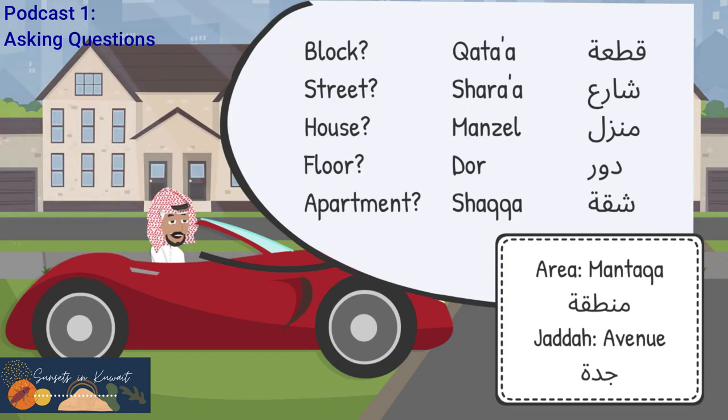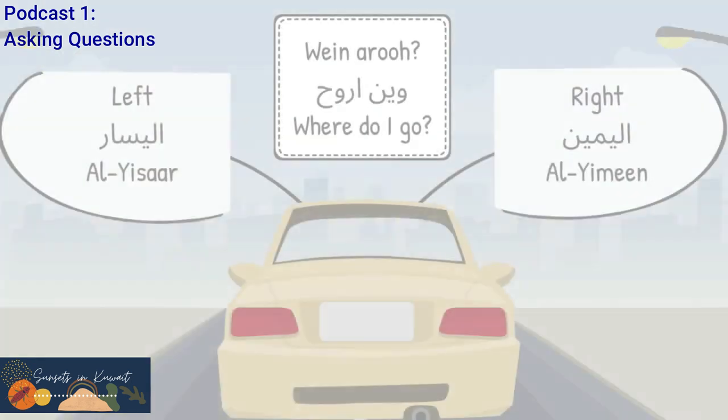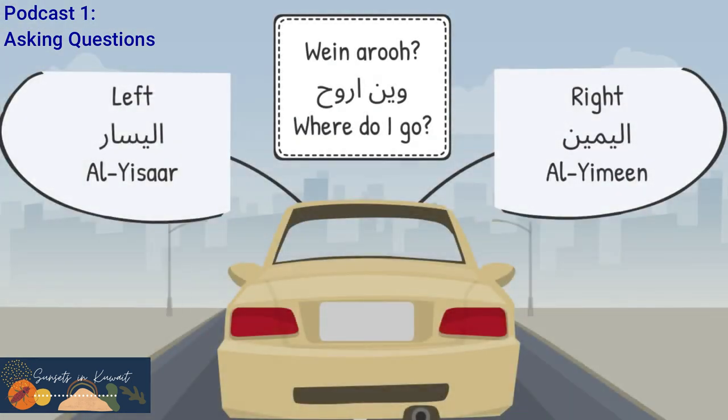And the area would be, for example, if you're in Salwa, Rumaythiyah, Salmiya, Farwaniya, Hawali. What do you call the area? منطقة. أي منطقة, which area? So after you find the منطقة, then you go by block, street, house, floor, if there is any floor, and if it's an apartment, then you can ask as well. Sometimes you have jadda. Jadda is avenue, but not all the areas have jadda. That's for bigger streets.